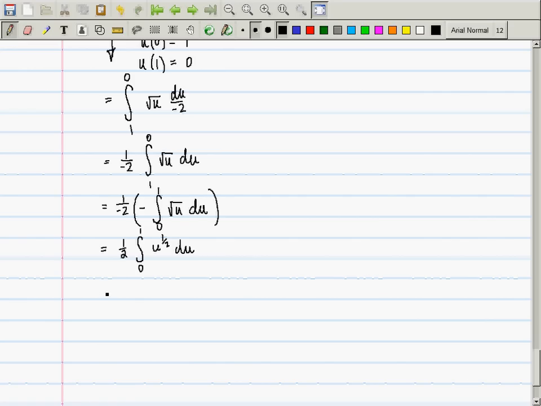So I'll go ahead and finish this one out. This is 1 half u to the 3 halves divided by 3 halves, evaluated from 0 to 1. Division by 3 halves is the same as multiplication by 2 thirds. So 2 thirds multiplied by 1 half is 1 third. So this is 1 third u to the 3 halves evaluated from 0 to 1. So this is 1 third multiplied by 1 to the 3 halves minus 1 third multiplied by 0 to the 3 halves. Fortunately, 0 to the 3 halves and 1 to the 3 halves are both pretty easy.